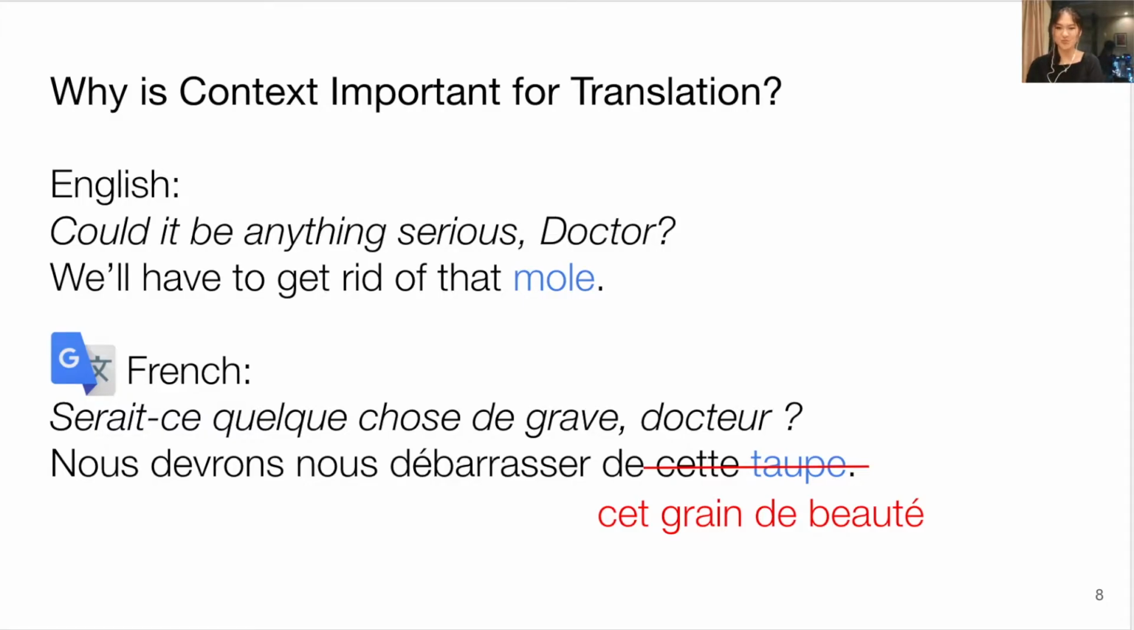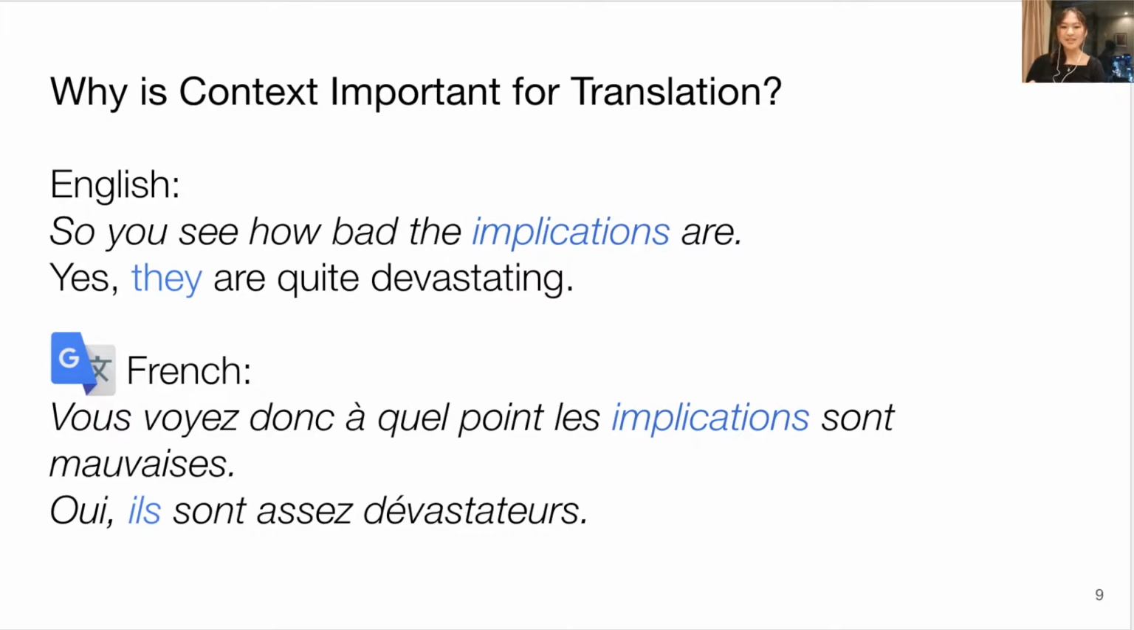So, current models often fail to produce adequate translations on a document level when there are ambiguous words that require context to resolve. Another example is for the translation of the neutral English pronoun they, where depending on the context, here they refers to implications, which is a feminine noun in French, so the pronoun should be the feminine elle instead of the masculine il.